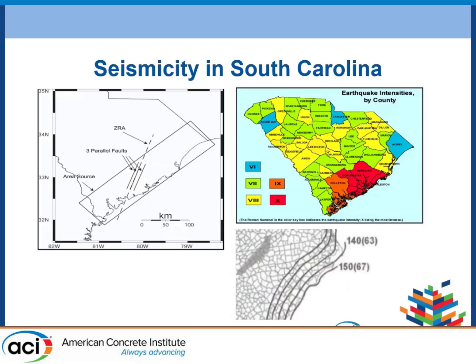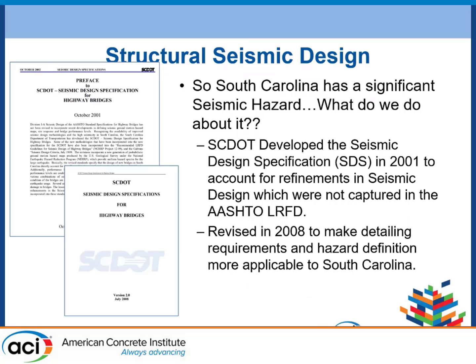So, South Carolina is a seismic state. What do we do about it? Well, in 2001, South Carolina implemented its own seismic design specifications. They were largely based on California and other seismic states that had developed their own. In fact, so much so that South Carolina had even copied some of the details from California that aren't actually used on South Carolina bridges, just because we wanted to make sure we had everything captured that may be necessary in a seismic design code.